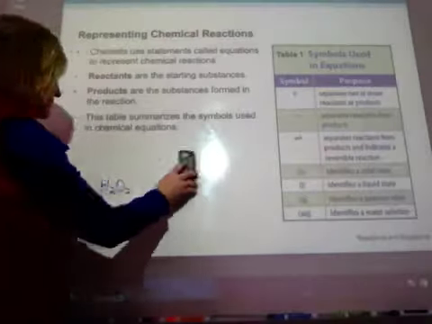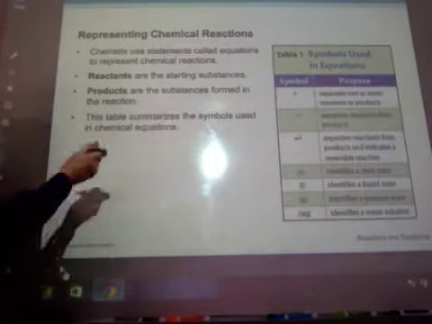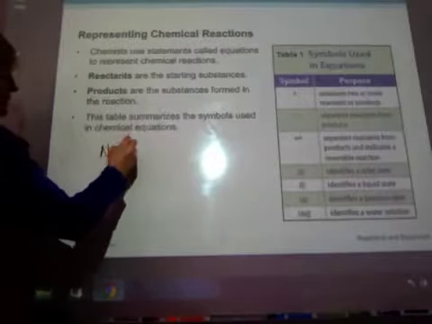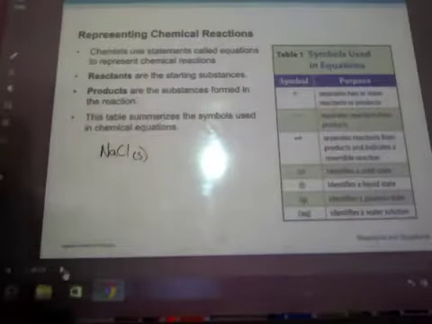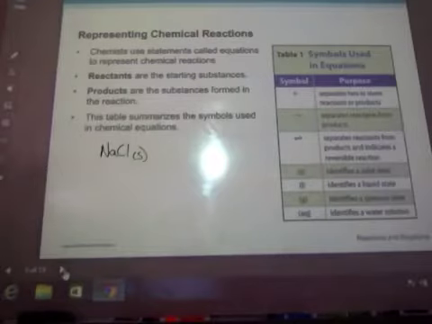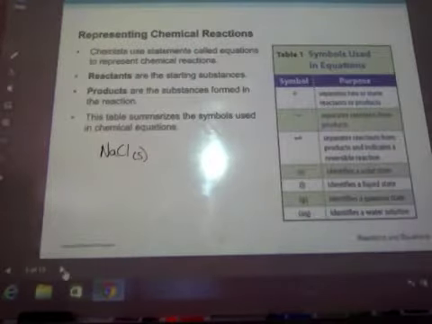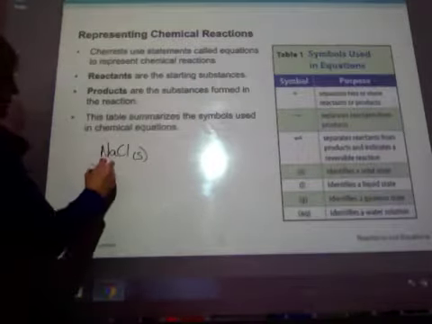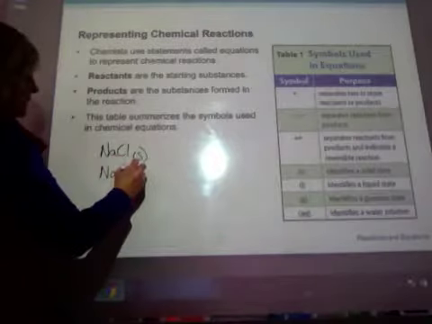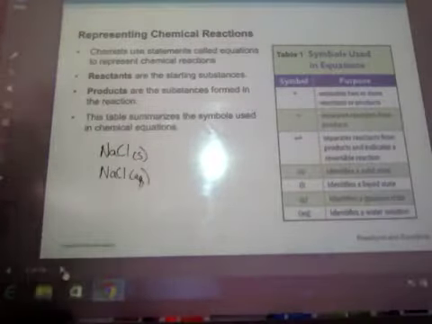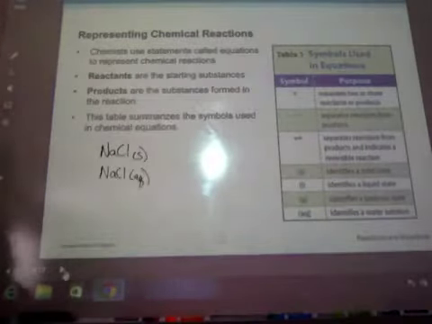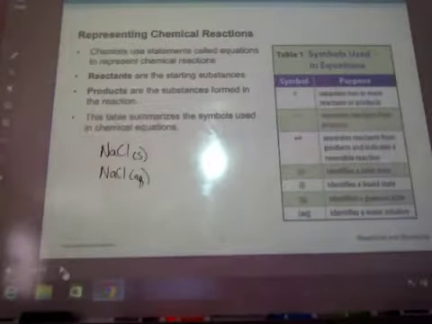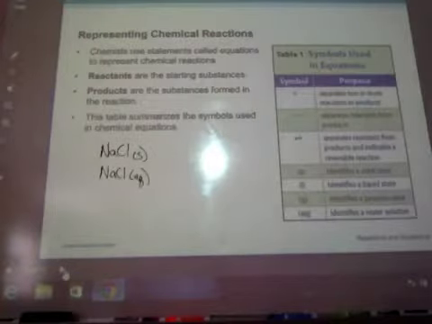So for example, I can have NaCl solid, which is what? Sodium chloride. It's what you put on your French fries. It's a solid. However, I can also have NaCl AQ, which means I've done what with that salt? I put it in water, and now I have a salt water solution.